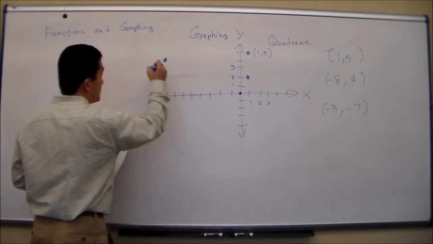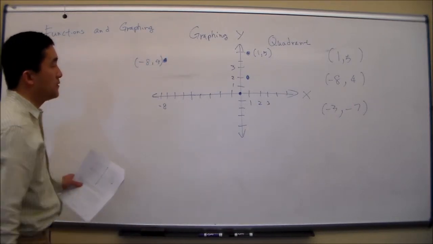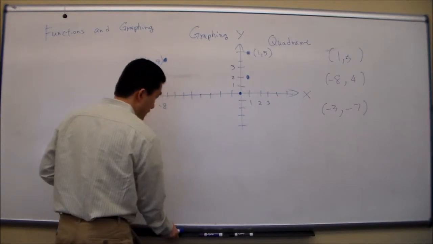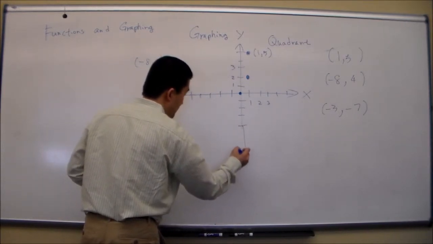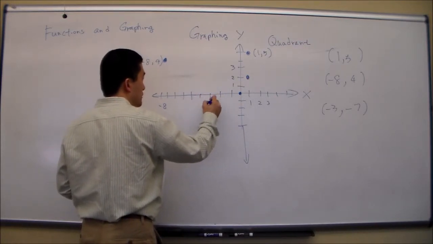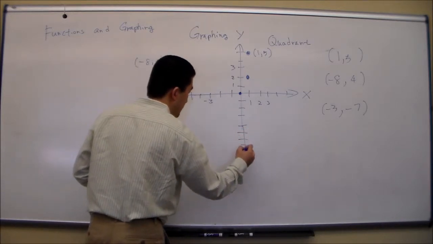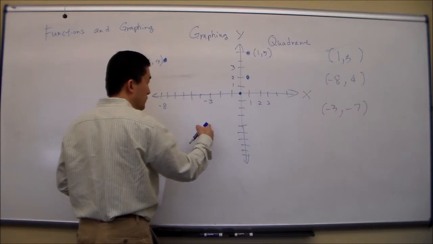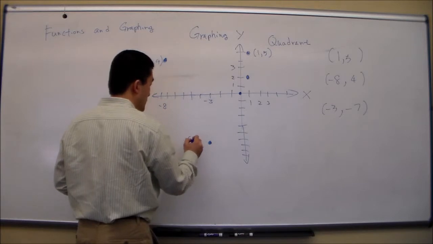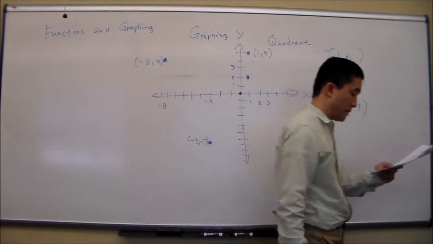That's negative 8, 4 up here. And if I do negative 3 and then negative 7, I need to extend this a little bit more. Negative 3, 1, 2, 3 in the negative 3 direction. And negative 7, I gotta go down. 1, 2, 3, 4, 5, 6, 7. So this is the ordered pair negative 3, negative 7.